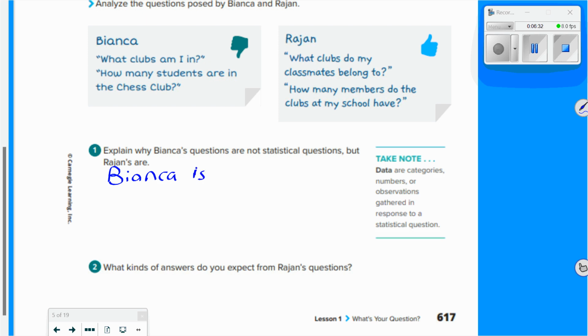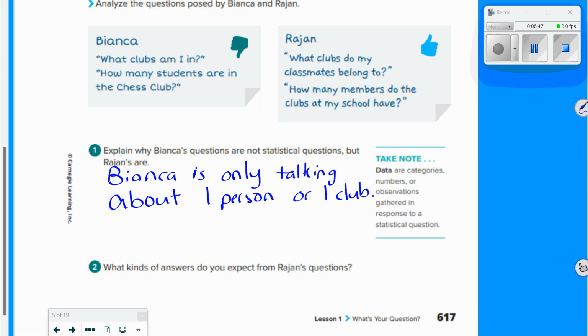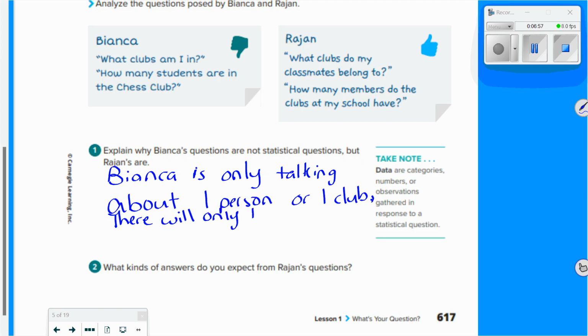Bianca is only talking about one person or one club. So if she's only talking about one person or one club, there will only be one answer. Rajan is talking about multiple clubs and multiple people.